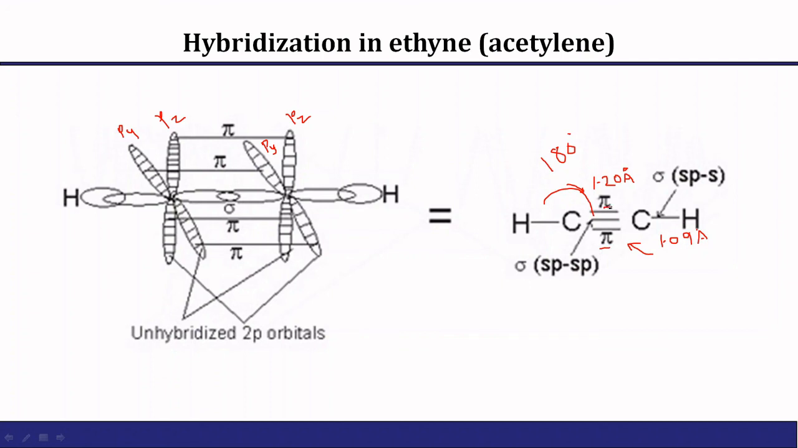So this is how sp hybridization results in alkynes, and this makes the alkyne molecule linear in geometry.